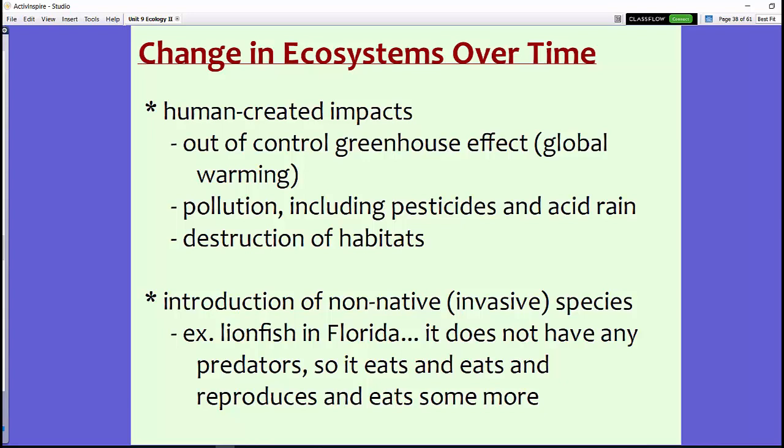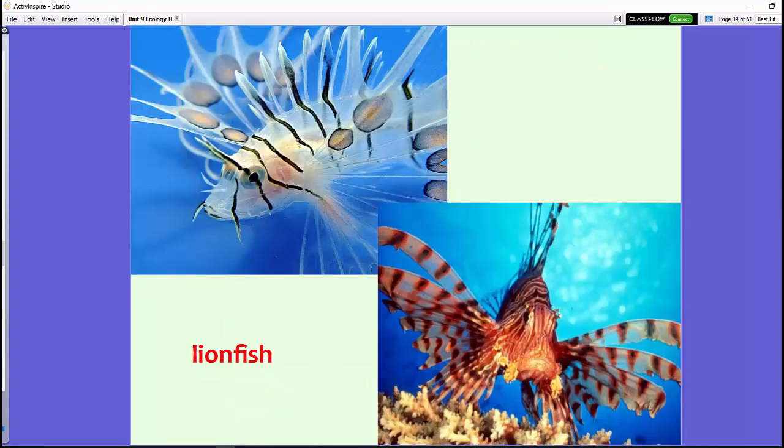A third change in ecosystems could be the introduction of invasive or non-native species. And we see this a lot too in areas, and the lionfish here in Florida is actually an invasive species. And if you've ever seen a lionfish or not, it's beautiful. Here's a picture of a lionfish. So lionfish are gorgeous little animals, and they are named lionfish due to their fins out here that look like manes of a lion. So the lionfish is an invasive species here in Florida.